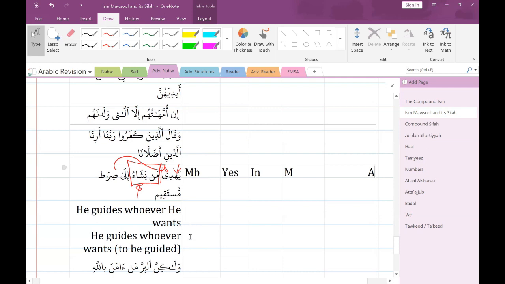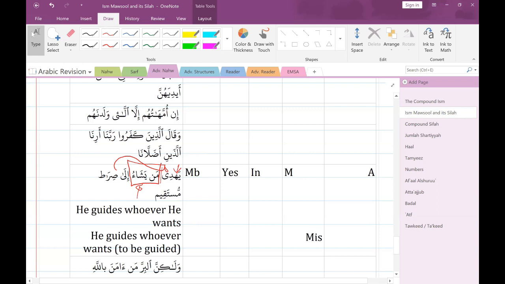But if we come to the second possibility, where we are saying, look, he guides whoever wants to be guided. Man yasha'u. Now we are saying this man is a different person. It's not the same as Allah. It's a different entity. And therefore, in that case, it's going to be a mismatch.